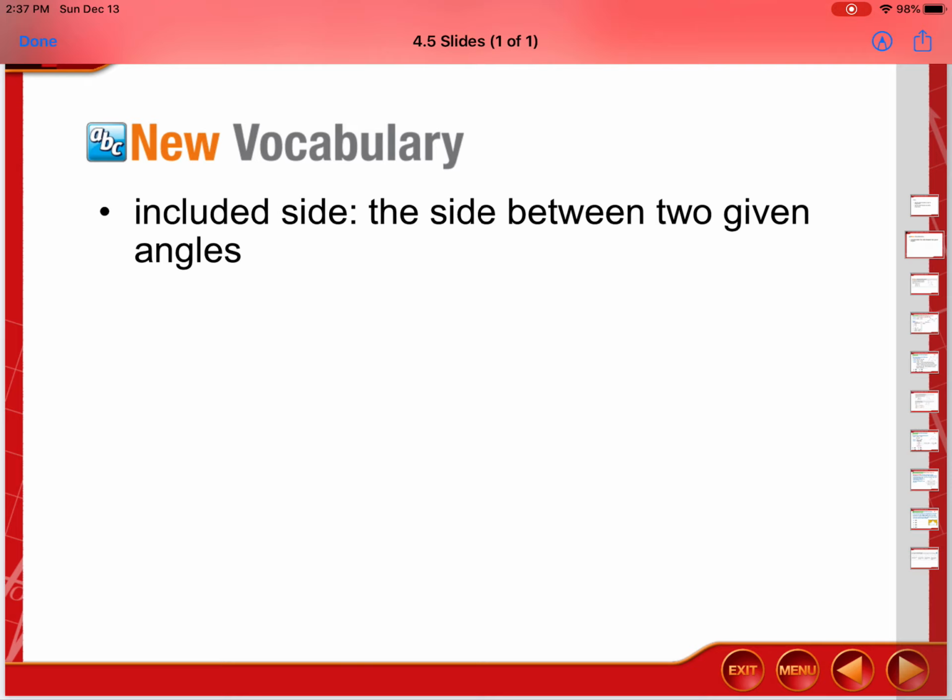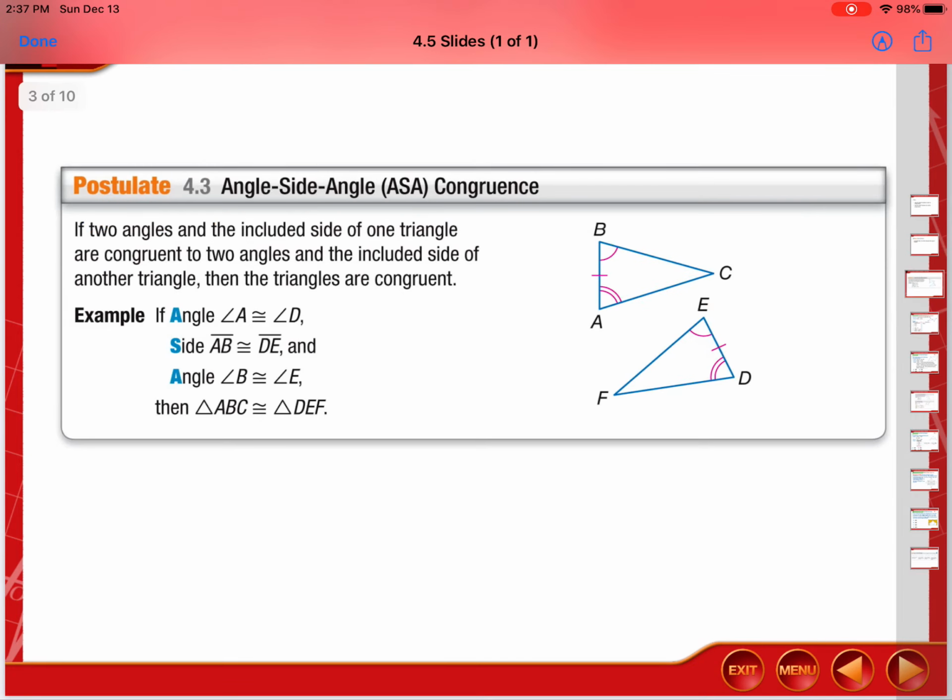All right, so our one new vocab word for today is included side, so the side between two given angles. This should sound very familiar because we had an included angle back when we talked about SAS, which was side angle side. So the included side is, I don't want to say the opposite, but very similar to an included angle. It's just that side between two angles that we know are congruent, where it's sandwiched in there.